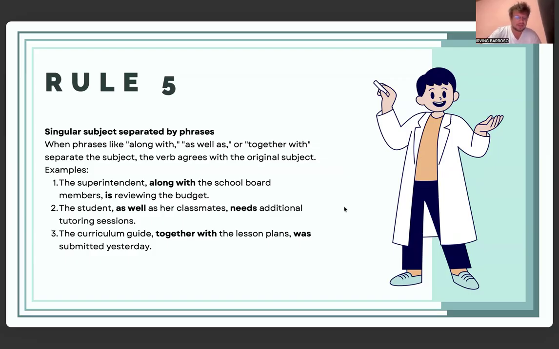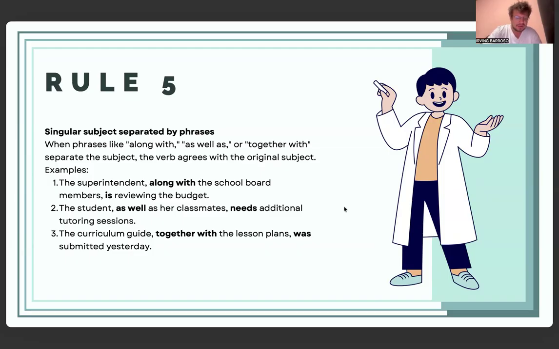What can we see here? For example, rule 3 becomes interesting because it means that when we have both singular and plural subjects connected by or, either, neither, nor, the verb agrees with the subject closest to it. For example, neither the teacher nor the students were satisfied with the exam results. Here, teacher is singular, but students is plural. Since students is closest to the verb, we use the plural verb were.